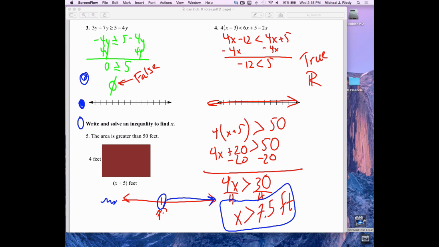Find the critical number, solid dot or open circle. Make sure you point it in the right direction. And again, I like to figure out which way it's pointing by testing numbers. You can try to work it out logically. For instance, I want all the numbers greater than 7.5. It's up to you, whatever's going to work best for you.